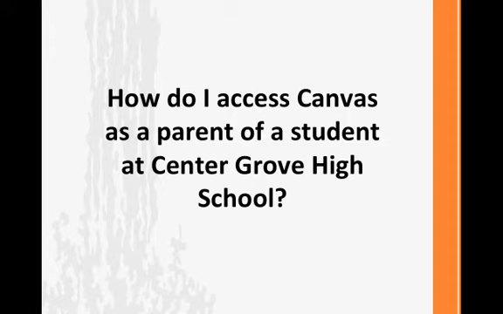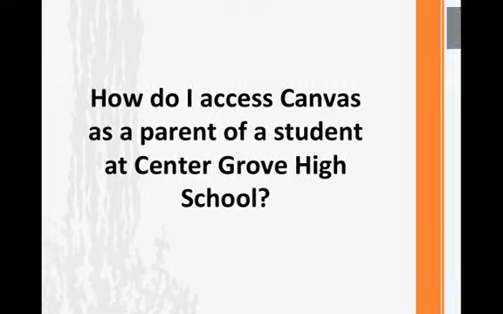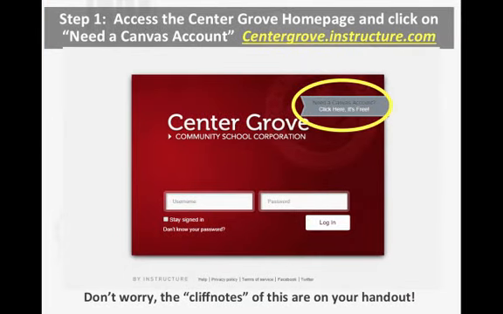So how do I access Canvas as a parent of a student at Center Grove High School? There is a way where you can access and see what students have due the next class period, as well as what grades they have received on assignments and what feedback has been available to the students. The procedure is quite simple. You just need to simply access the Center Grove homepage and click on Need a Canvas account. The Center Grove homepage is centergrove.instructure.com. Simply type this into your web browser, click Submit, and then click on Need a Canvas account.